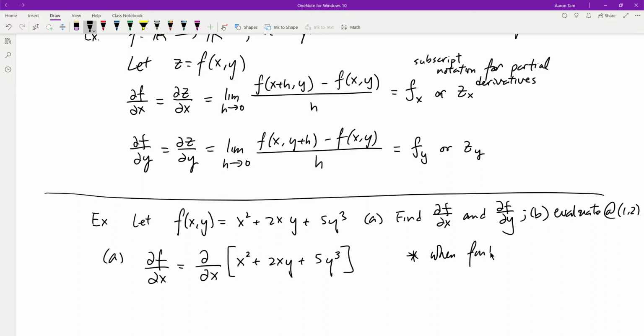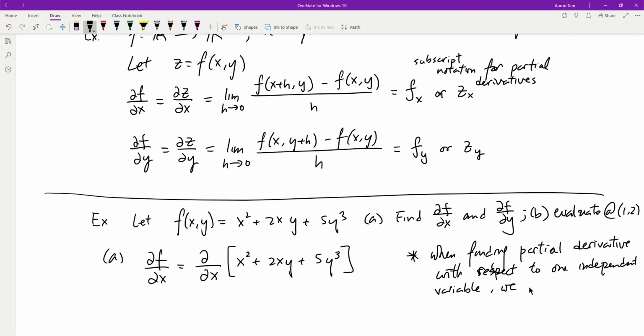When finding a partial derivative with respect to one independent variable, we will treat all other independent variables as constants. We think of all other independent variables as constant.